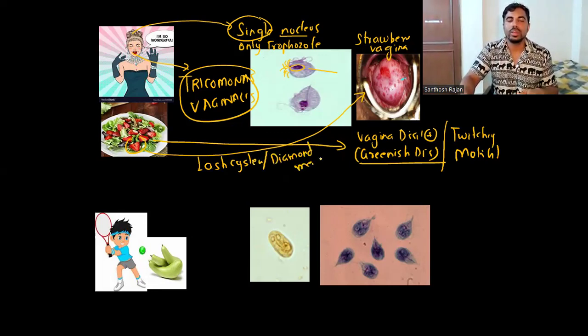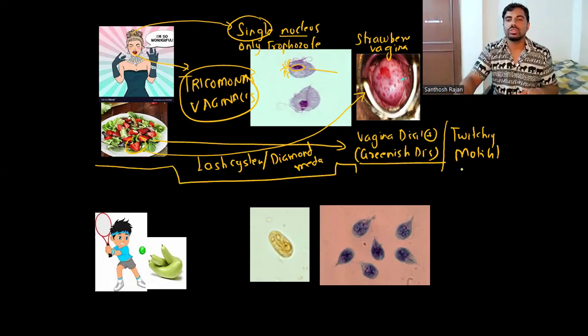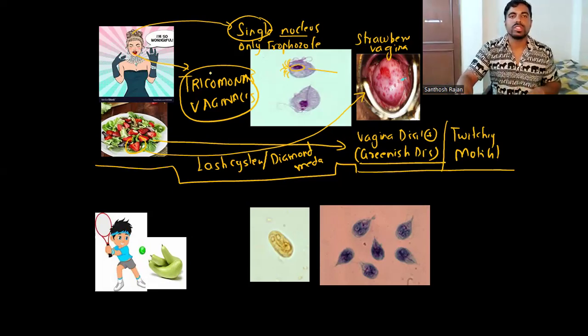So cysteine lactose electrolyte deficient medium, diamond media. This is more than enough to know for Trichomonas vaginalis. Of course, the partner also should be treated with metronidazole. Okay, not going much there. So Trichomonas vaginalis, expected question.